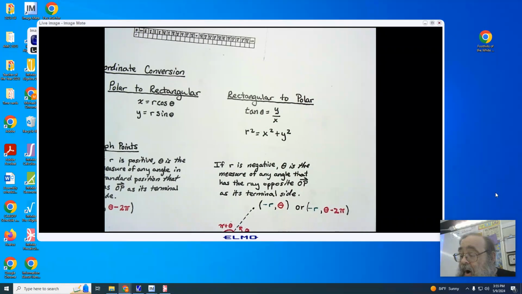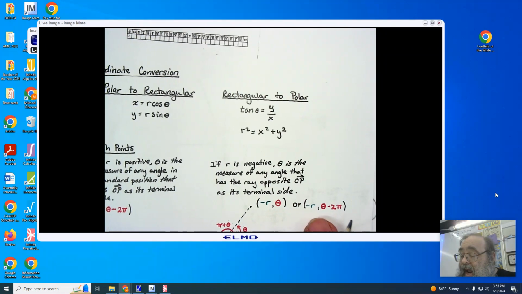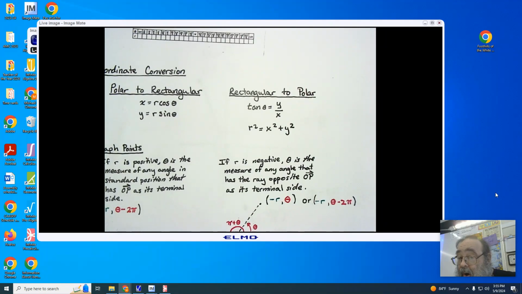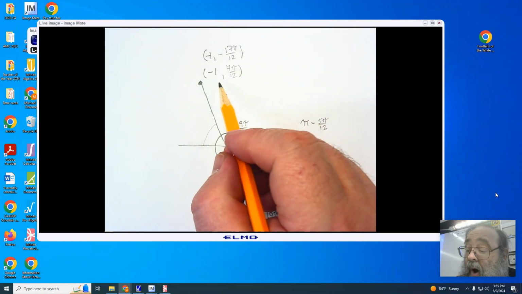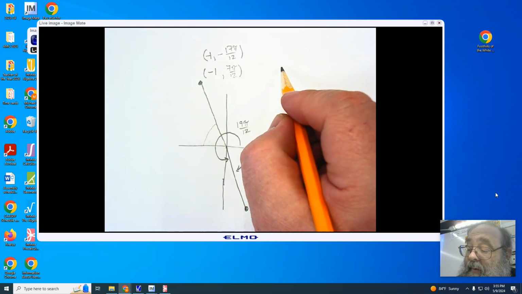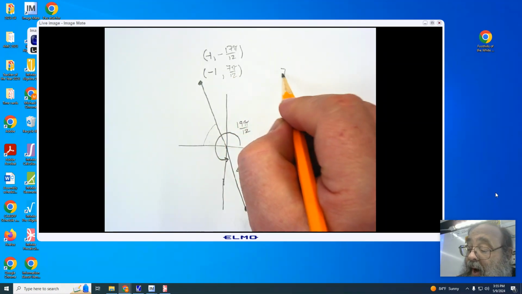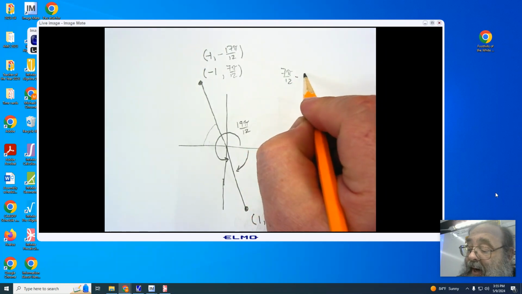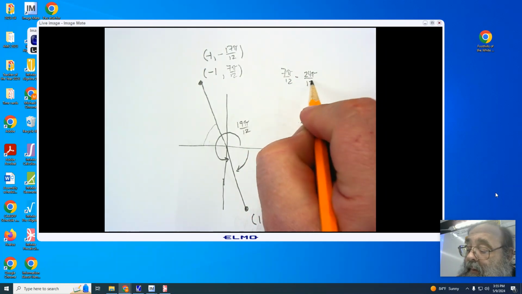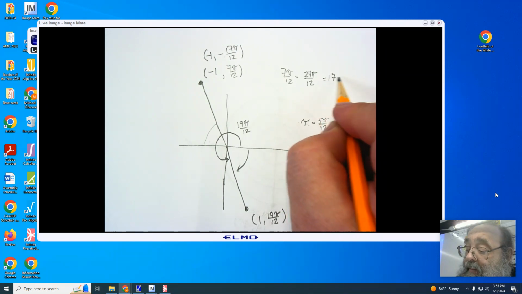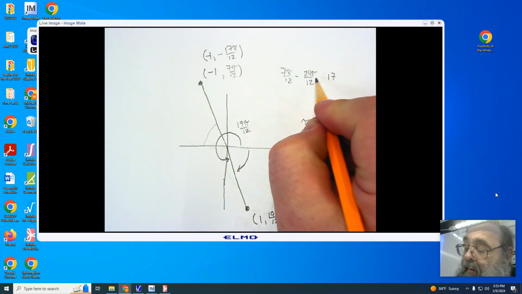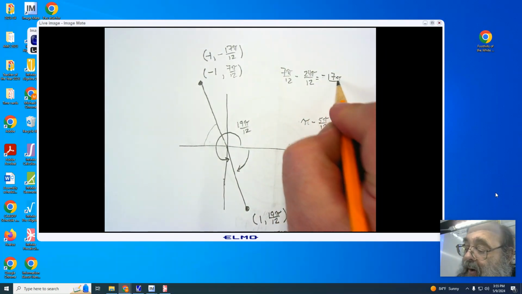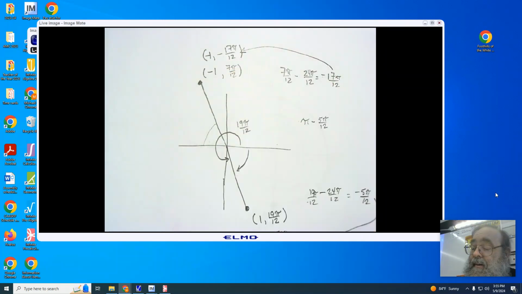Okay? When I'm dealing with the negative r, and I have a theta, I'm going to go negative r theta minus 2 pi. Now keep in mind, it can't be beyond 2 pi. Okay? So let's just say I have negative r, 7 pi over 12. I'm going to take 7 pi over 12, and I'm going to subtract 24 pi over 12, and I'm going to be left with 17 pi over 12, and it's a negative. Let me make sure that negative is clear. Negative 17 pi over 12, which is what I got.